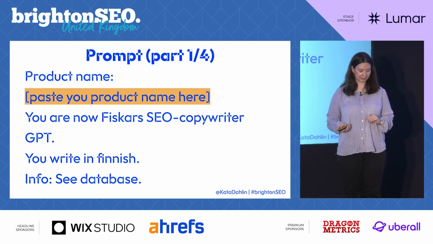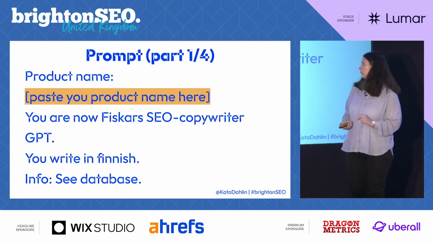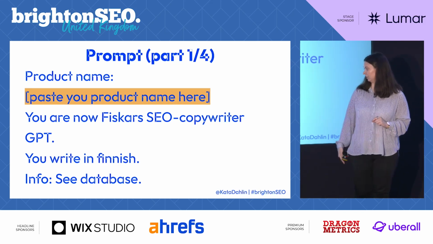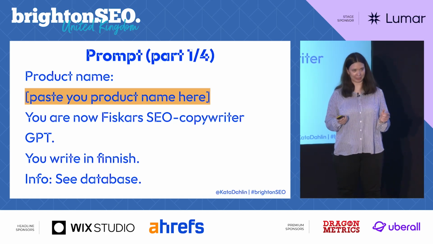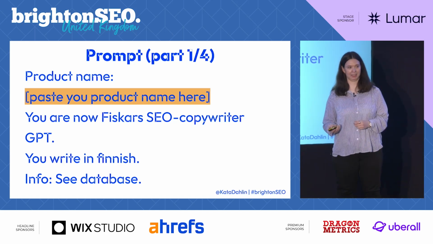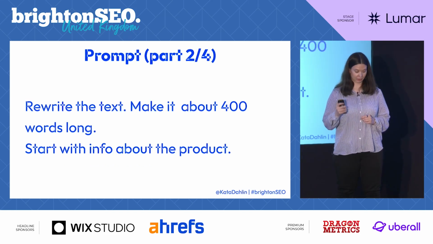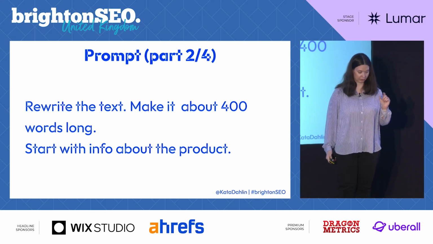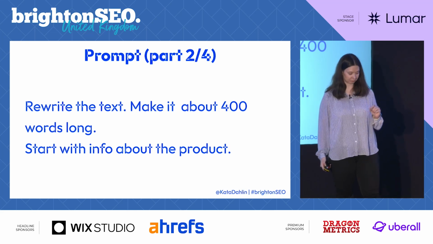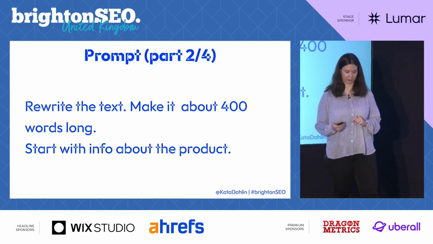Other things I have in my prompt: I'm telling it that you are now a Fiskars SEO copywriter. You write in Finnish and info, see the database. Because I have uploaded all the info to the GPT, it has all the info it needs to write the product description for me. In my prompt, I also ask it to rewrite the text and make it about 400 words long and start with info about the product.